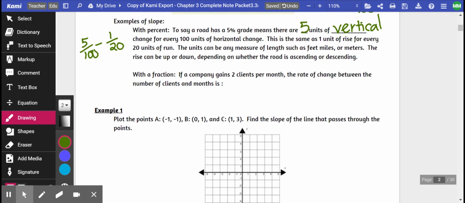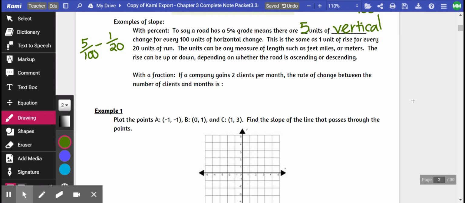As a fraction for slope, you may see that they give you a model that would be a ratio like we worked on in section 14. It might be 2 clients per month, which would look like 2 clients for every 1 month.